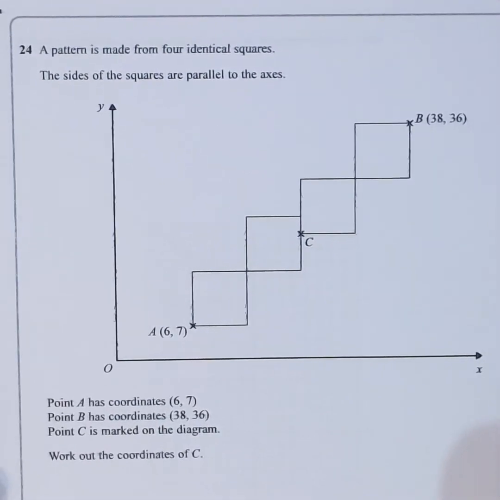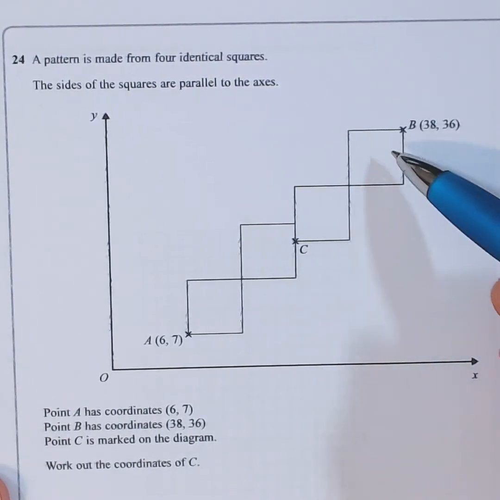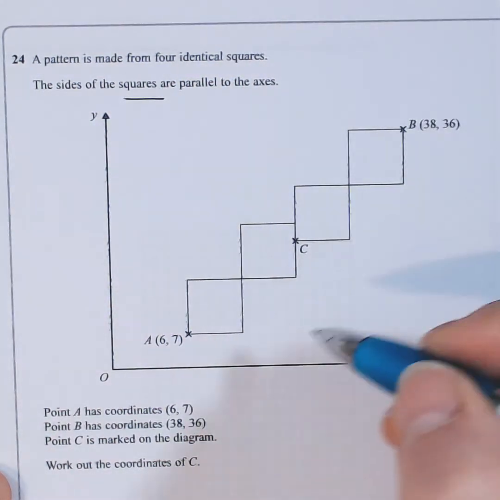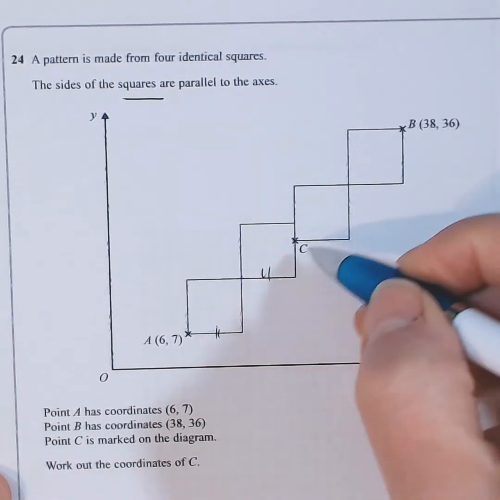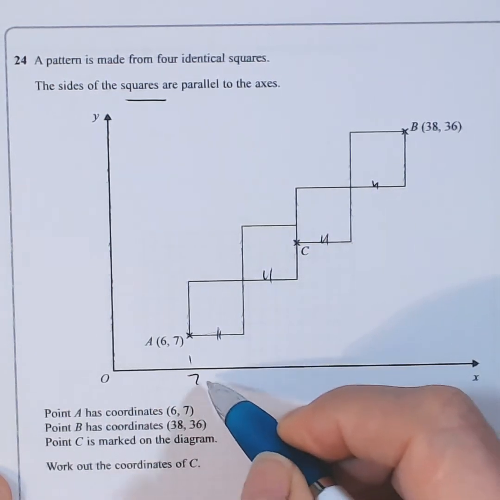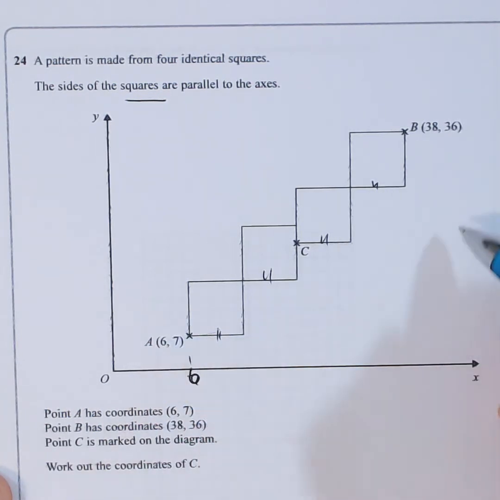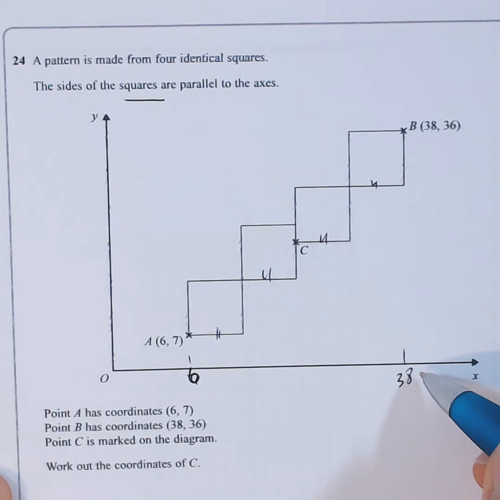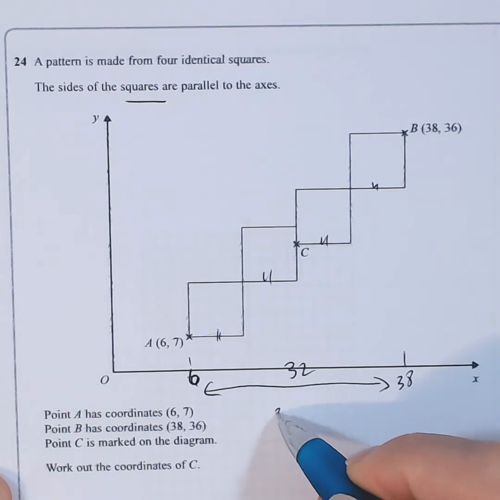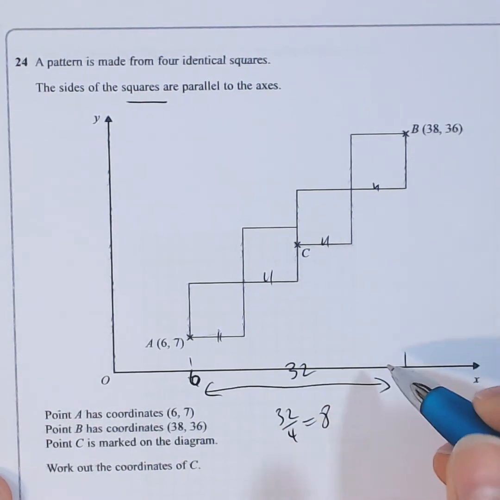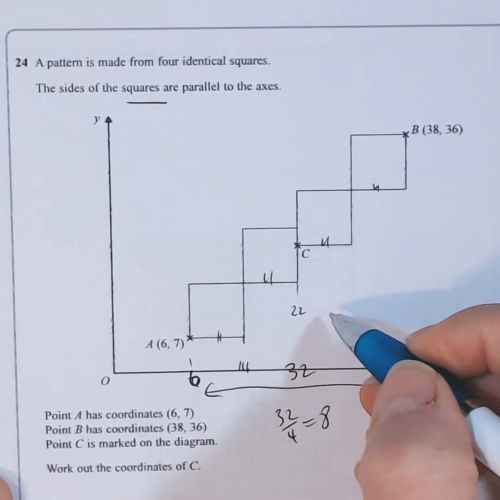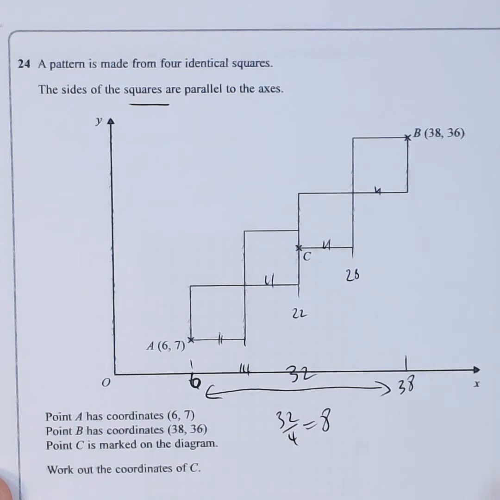Okay, so the question goes on and it talks about a shape on a coordinate grid, and they're telling us that they're all squares. So that means that that distance is equal to that distance is equal to that distance is equal to that distance. So in other words, going across here, we started at 6 on the x-axis and we went to 38 on the x-axis. So across from there to there, we went a total distance of 32. 32 divided by 4 is 8. So that means this one here must be at 14. This one here must be at 22. This one here must be at 28, and so on.